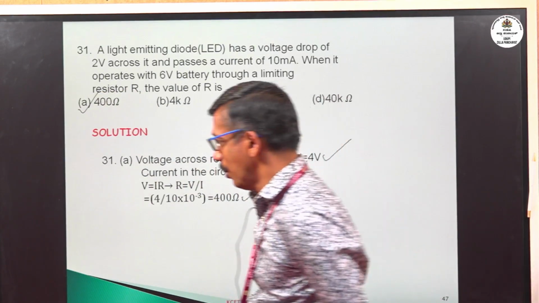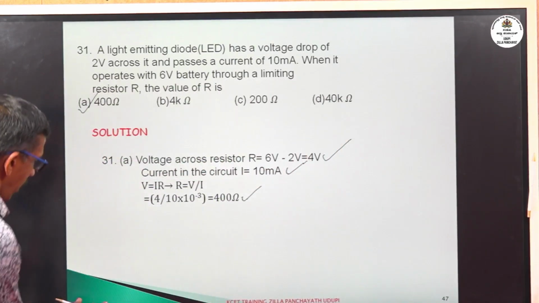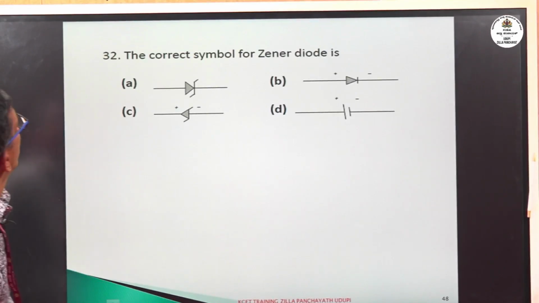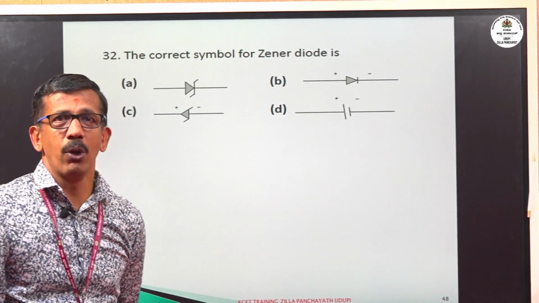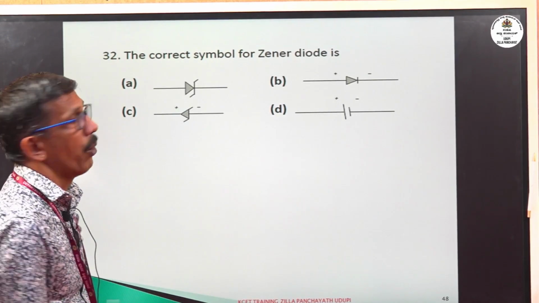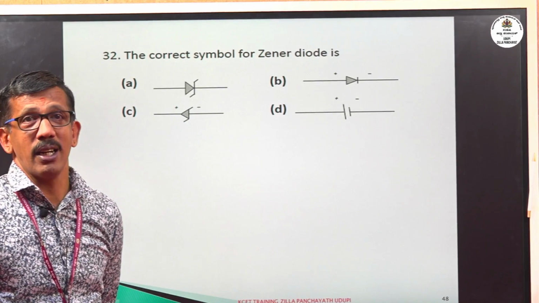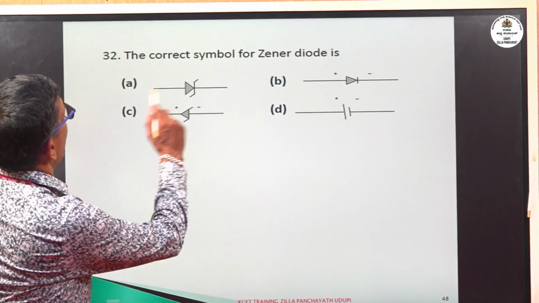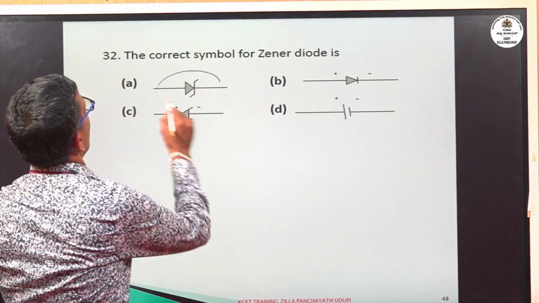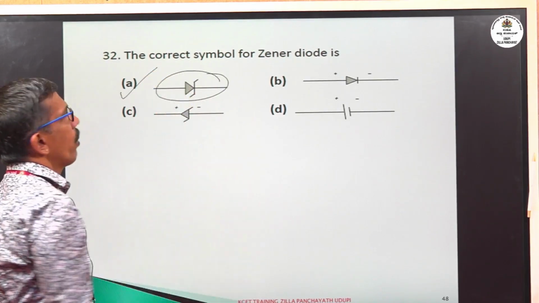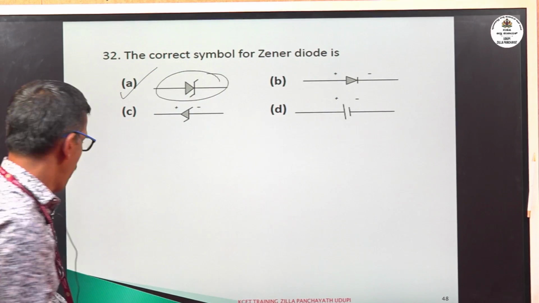Now we move on to question number 32. The correct symbol of Zener diode. It is a direct question. If you know the symbols of the diodes, logic gates, etc., we get one question. The correct symbol of Zener diode is a basic question. This is the correct symbol of Zener diode, that is nothing but option A is the right answer.